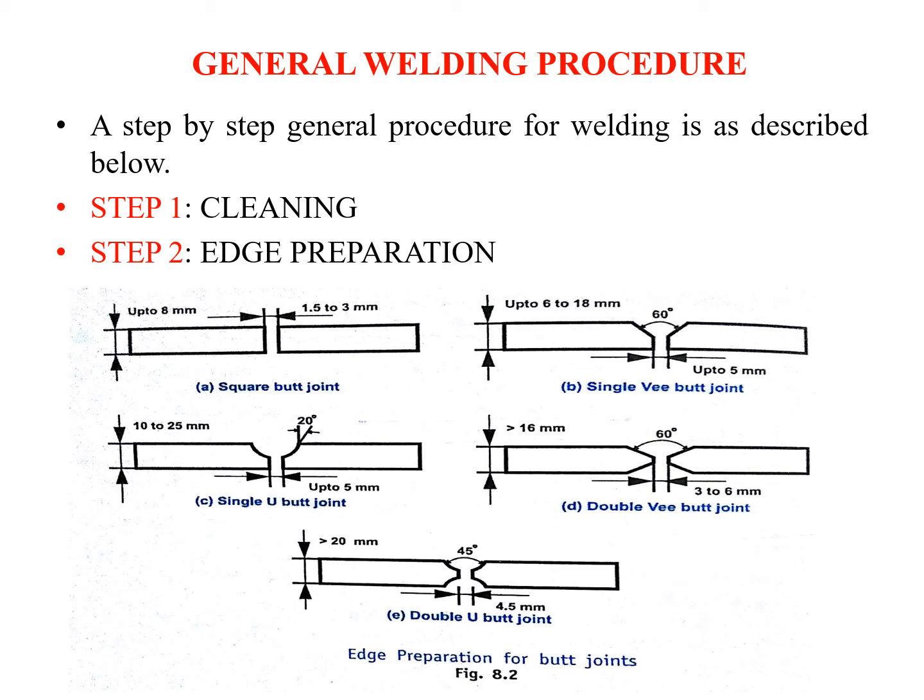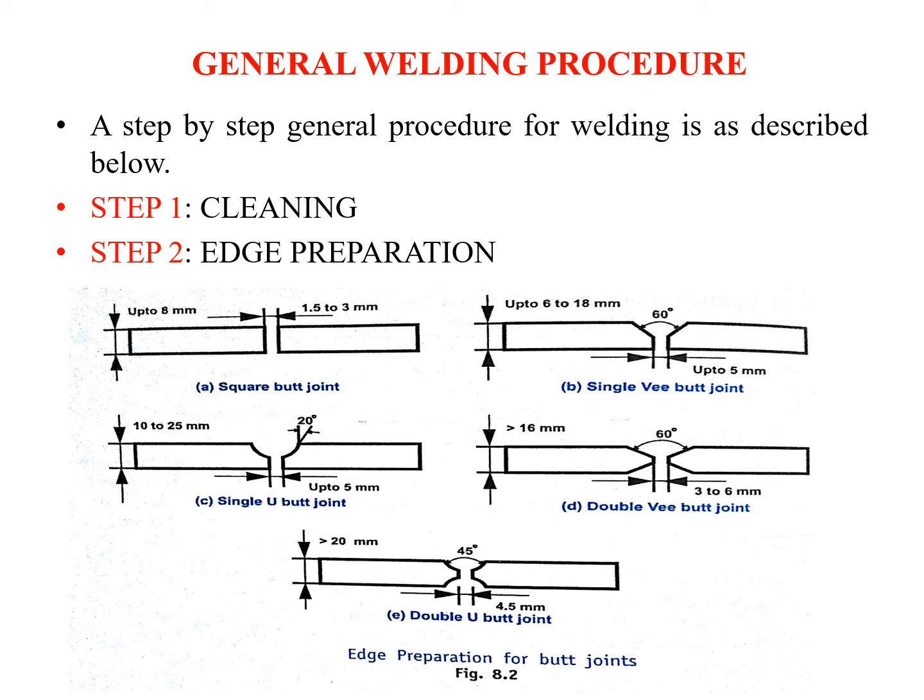Then in figure C you can see that if the thickness is 10 to 25 mm, means what? If the thickness of the component to be welded is up to 25 mm, then we go for something called a single U butt joint. In this you can see that the gap is up to 5 mm, and then you have a U joint. We prepare a U so that the weld material can be deposited, which will make the component strong.